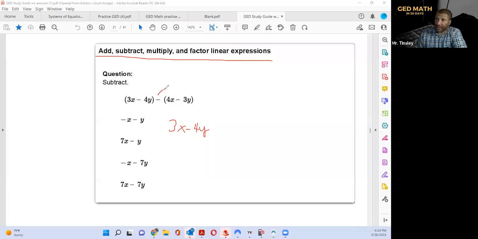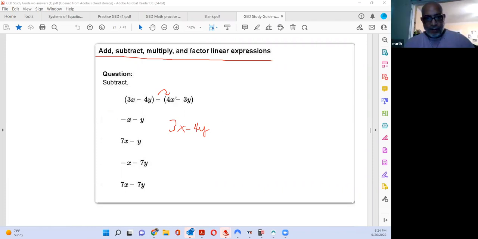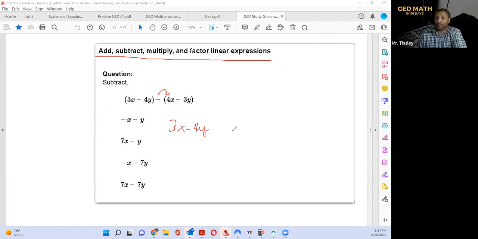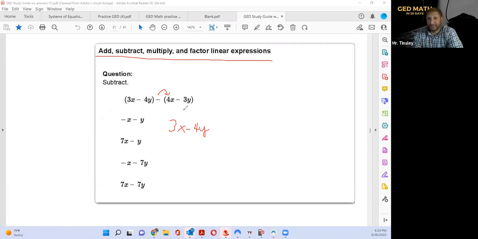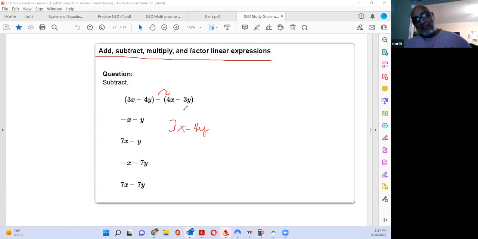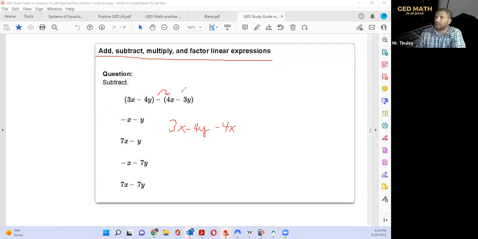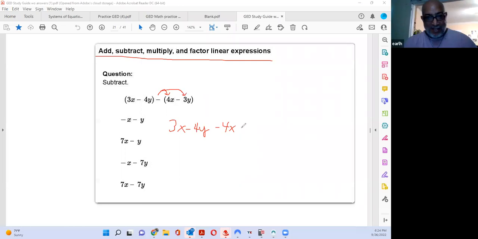Then this negative outside this parentheses means I'm going to change the sign of everything inside. So 4x becomes what? Is 4x already positive? Oh, I mean, yes, negative 4x. My bad. Negative 4x. Then negative 3y becomes what? A positive 3y.